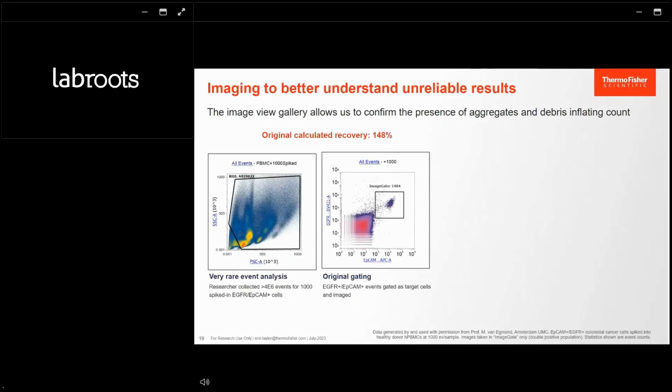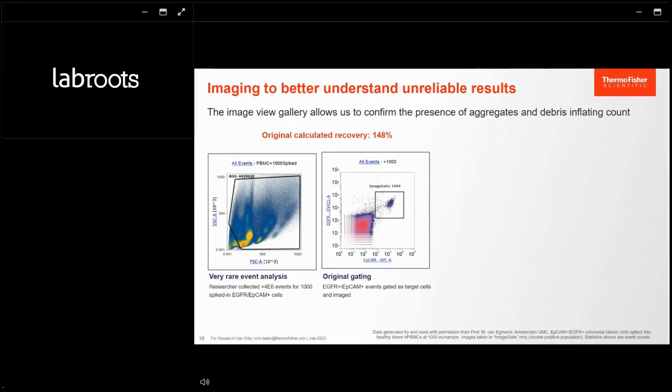And so as we talk about setting up the image capture gate and not overfitting, we can see here this rare population where normally someone might gate very tightly around here. This image gate has been set very wide. This data was generated by Professor Van Egmond's lab, Amsterdam UMC. These are colorectal cancer cells spiked into healthy donor human PBMCs. The colorectal cancer cells are EpCAM positive and EGFR positive, so double positive cells.